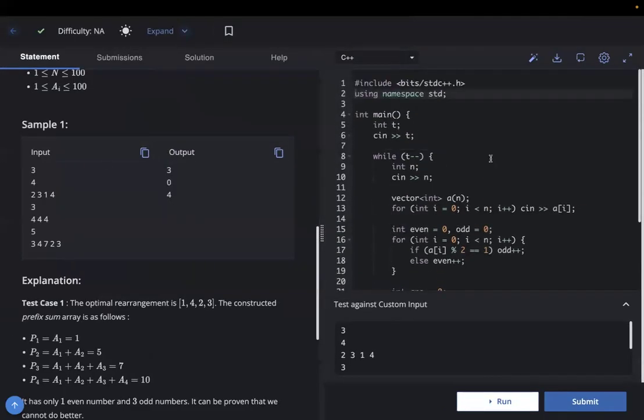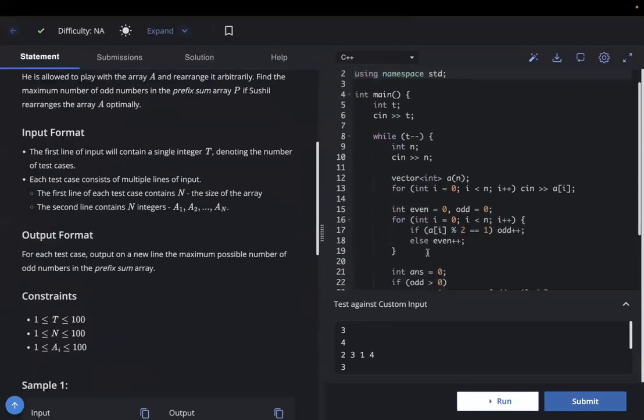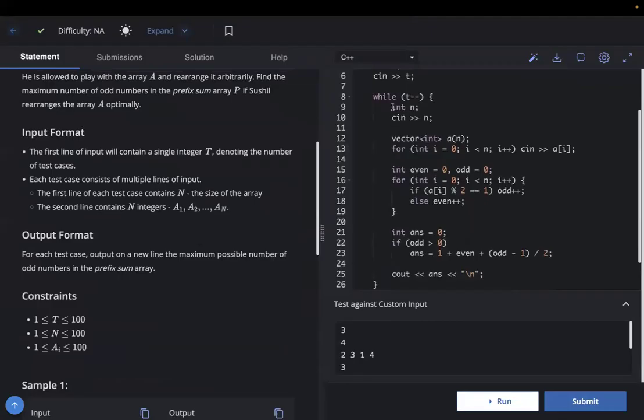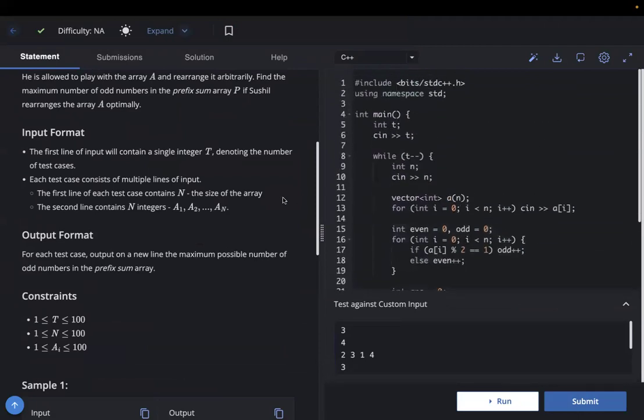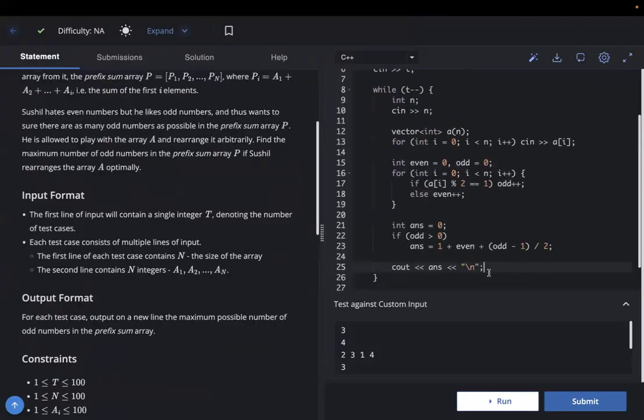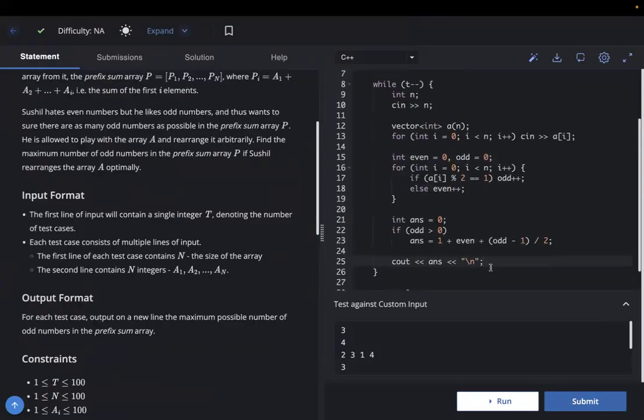So the code for this problem looks like this. First of all, I took all the inputs. Then I found the number of even and odd elements. And then the answer is just using the formula. And then I printed the answer. That's it. You can have a look at the code and we can move on.